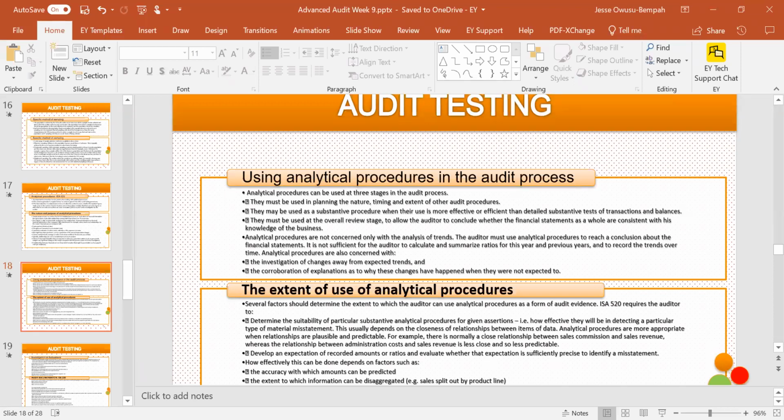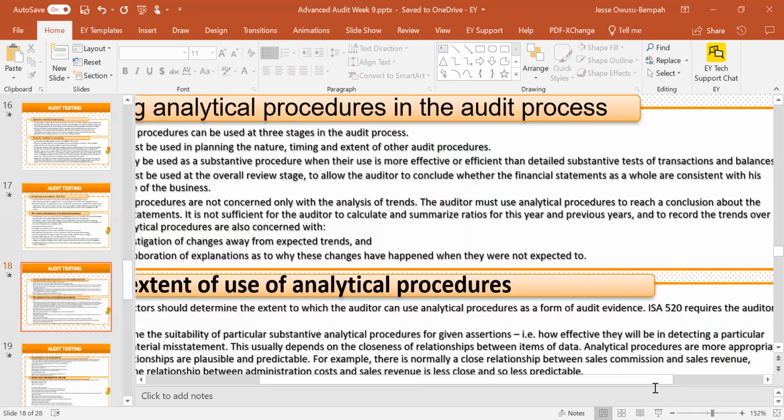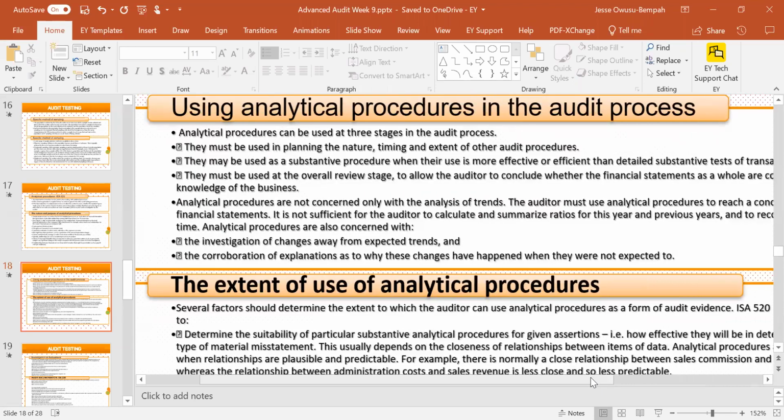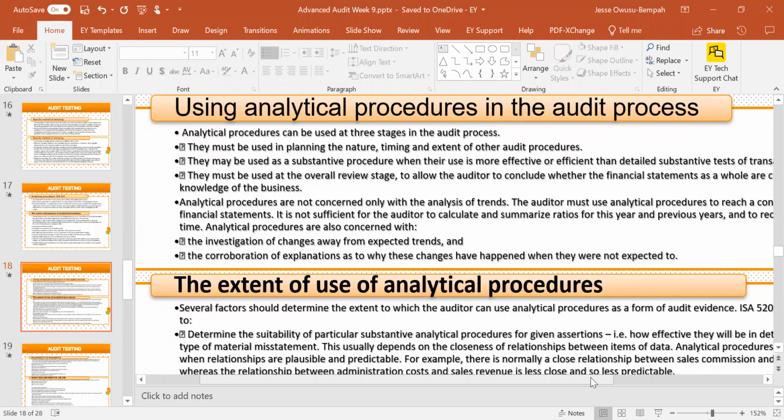Analytical procedures can be used at three different stages in the audit process. Number one, you can use it in planning. Number two, you can use it as a substantive procedure. And you can also use it at the overall review stage. I hope that makes sense.